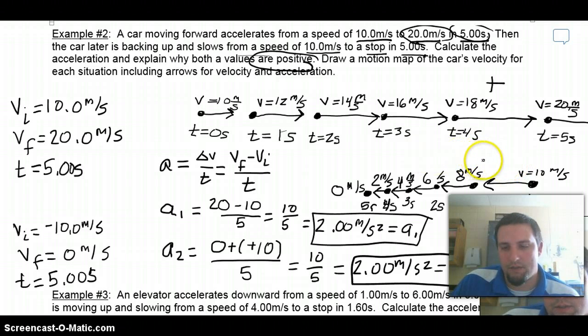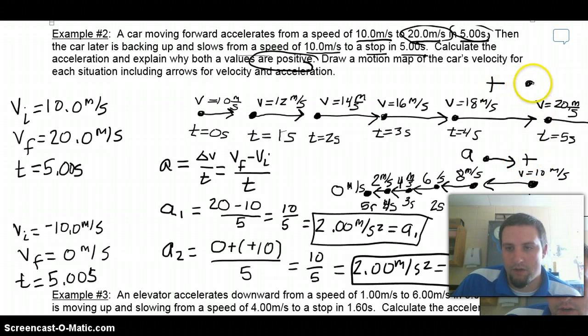In the second situation, our acceleration vector, if I was to draw the acceleration vector, it would point to the right, because we're losing 2 meters per second of velocity for every second in time. So our acceleration will be positive here, as well as in both situations. So remember, even though we're moving to the left, our acceleration can still be to the right.